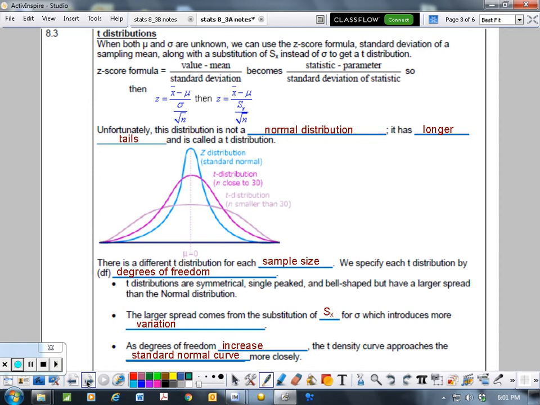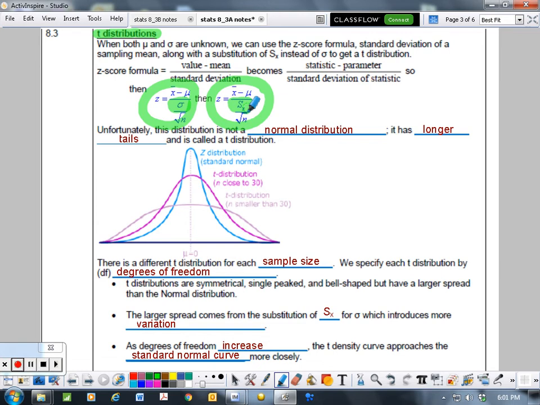Now, we're going to talk about what happens if you don't know your mean and you don't know your standard deviation. Well, we can use the z-score formula, the standard deviation of a sampling mean, along with the substitution of the standard deviation of our sample. And then all of a sudden, this turns into this. And just by substituting that with the standard deviation of our sample, we get this new distribution.